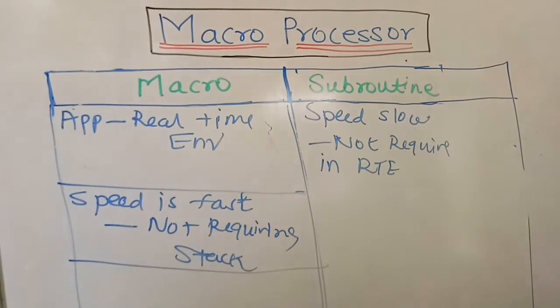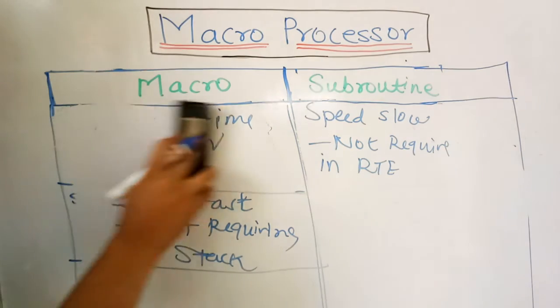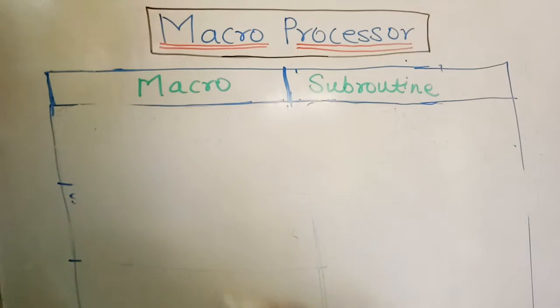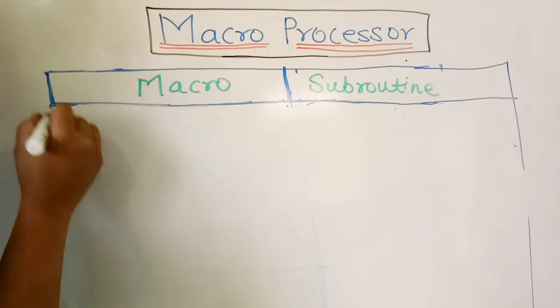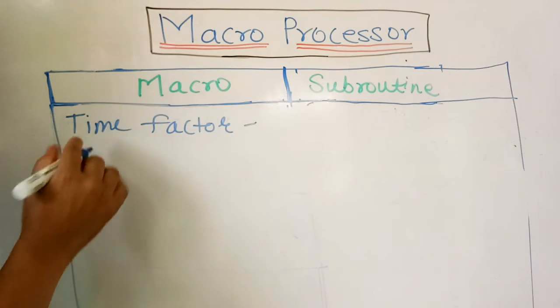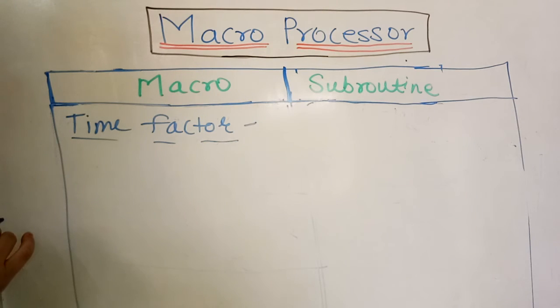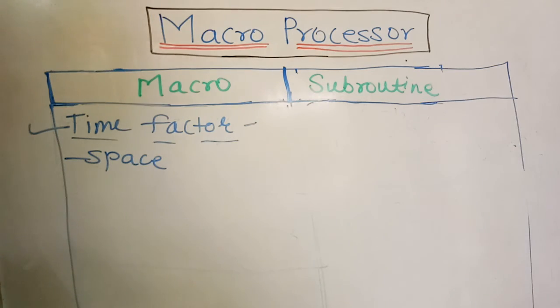And at the last, what is the last differentiating factor? Talking in terms of the macro, the macro handles the time factor. It handles the time factor more importantly than the space. It gives priority to time, not space.